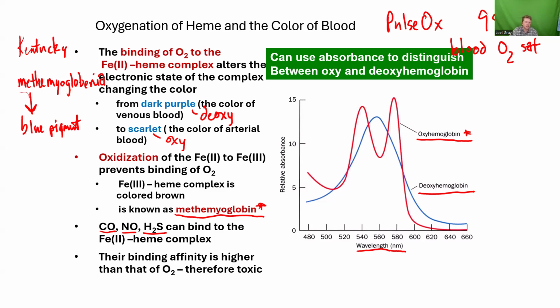So you kind of think about this as if you had hemoglobin and you gave it, let's say, an equal mixture of O2 and carbon monoxide. If hemoglobin's affinity for CO is higher than its affinity for O2, what do you think hemoglobin's going to bind?